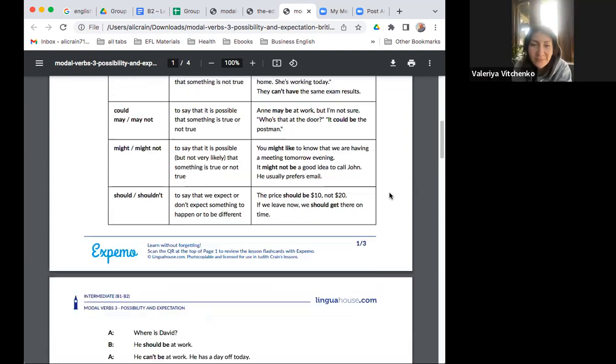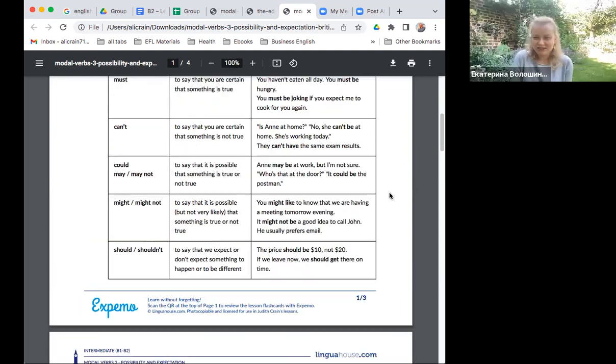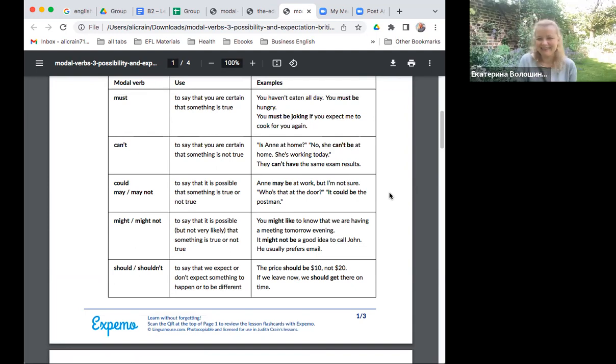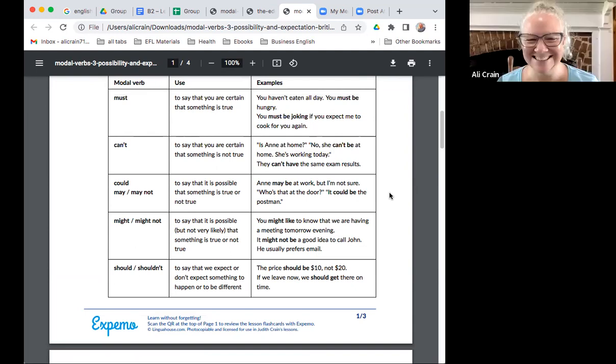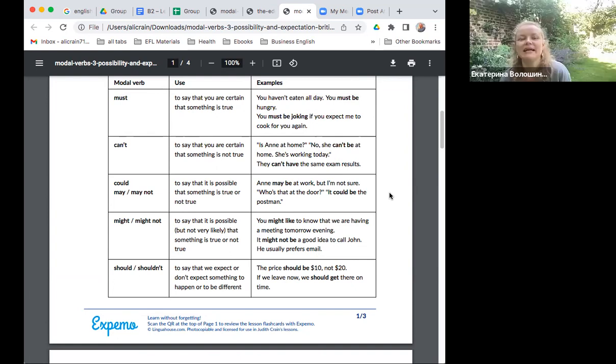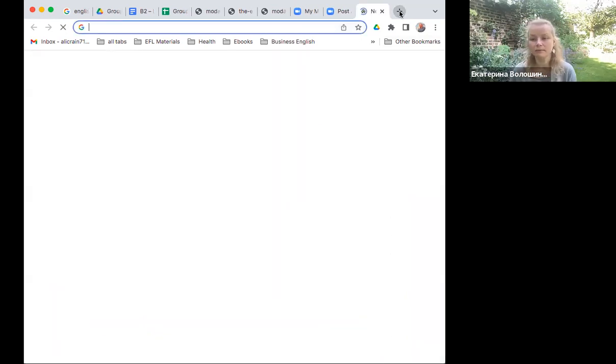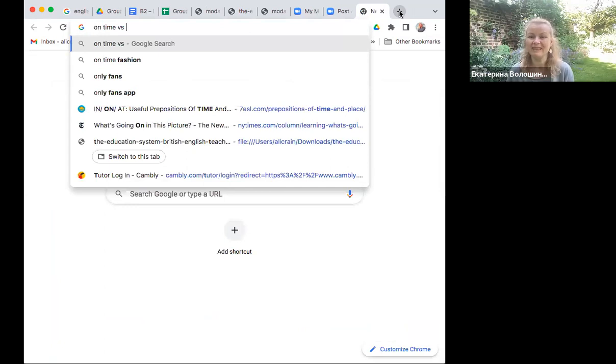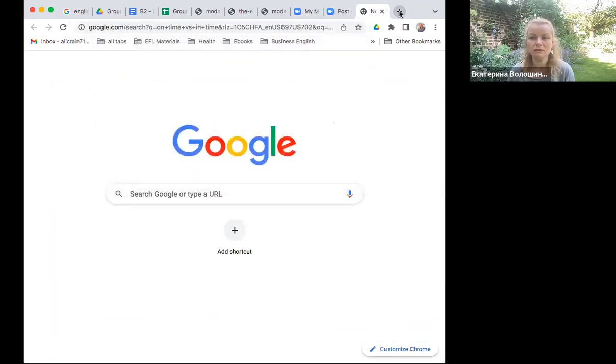Okay. Anything else? I still have a question. Okay, you can ask. It's not about possibilities and expectations. It's about on time and in time. I presumably still have some hesitation in the meaning. What's the difference between on time and in time? Because in Russian it sounds the same.